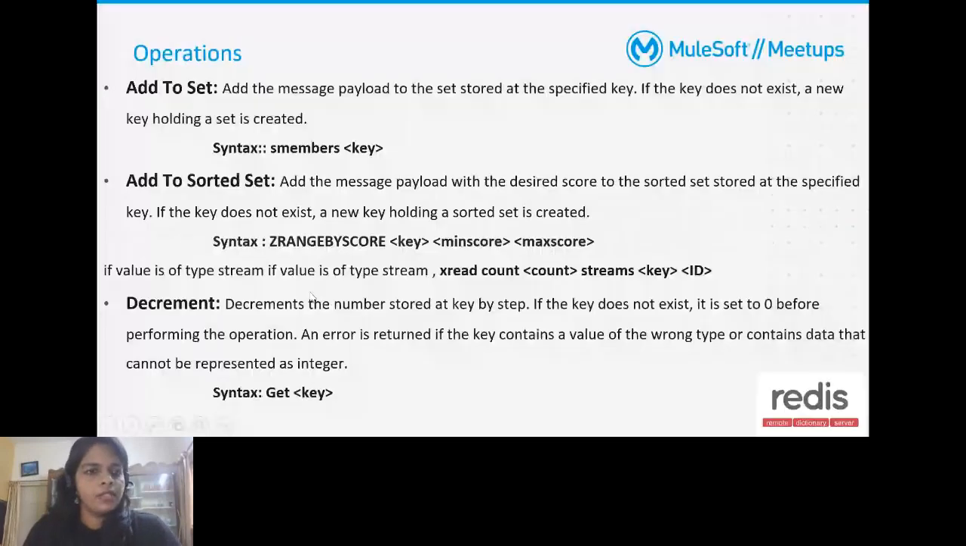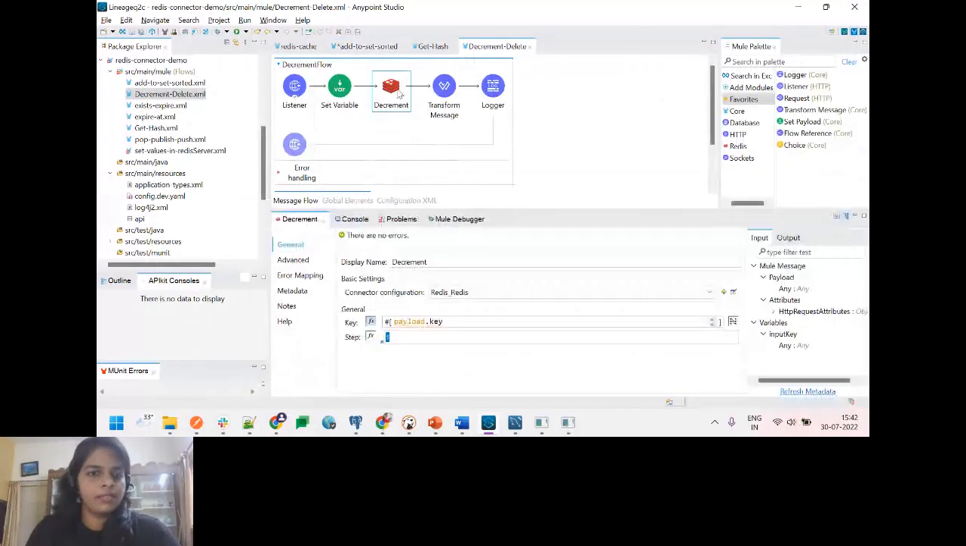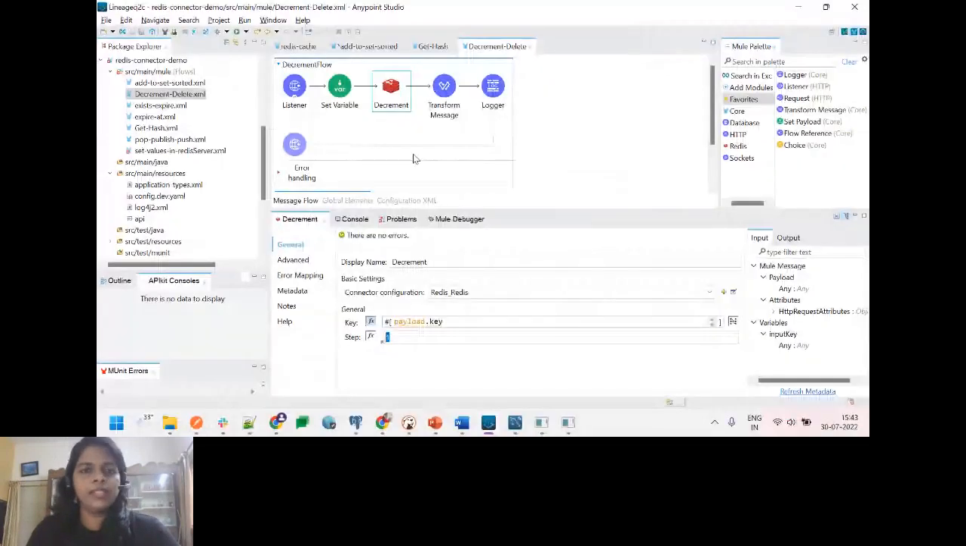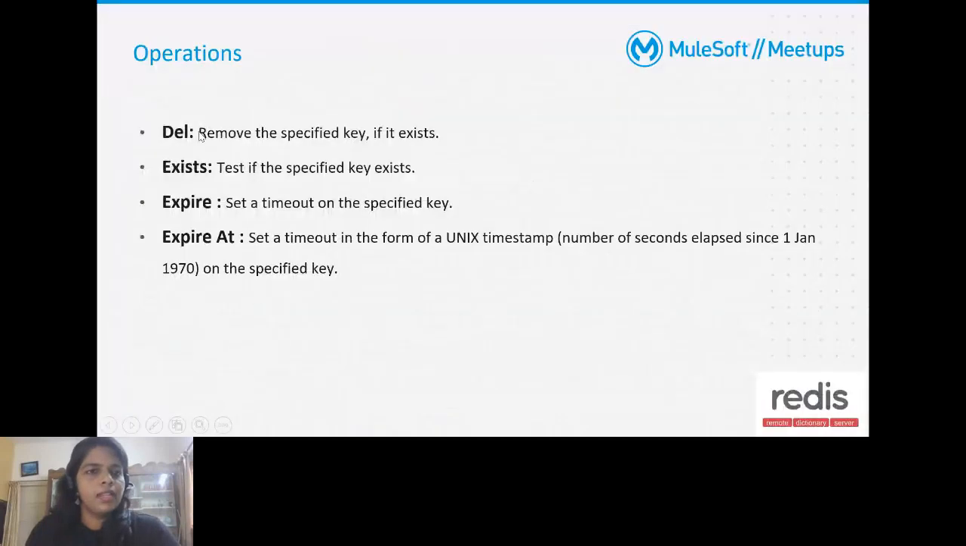So decrement, it decrements the key by the steps. For decrement, we have step. Based on this step, it will decrement the value. So all these operations we are able to perform here. And delete, we already have seen this. It removes the specified key if it exists.